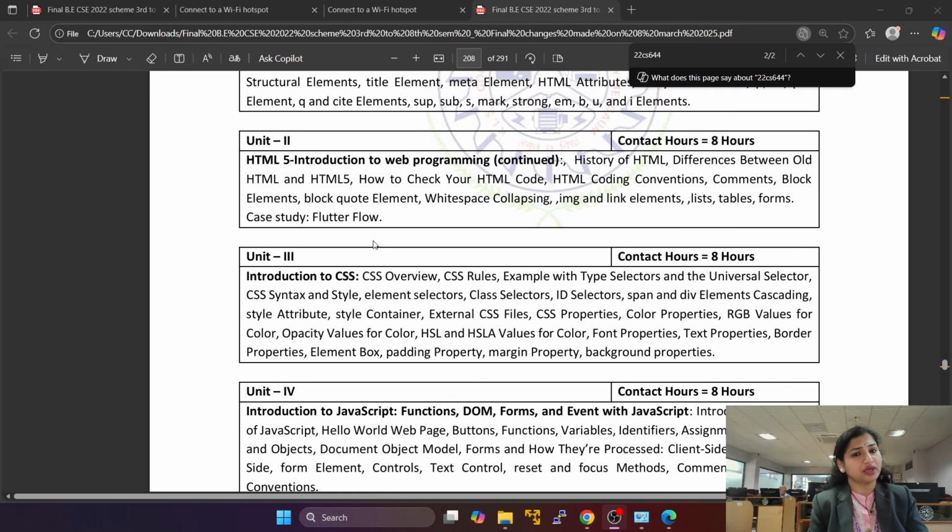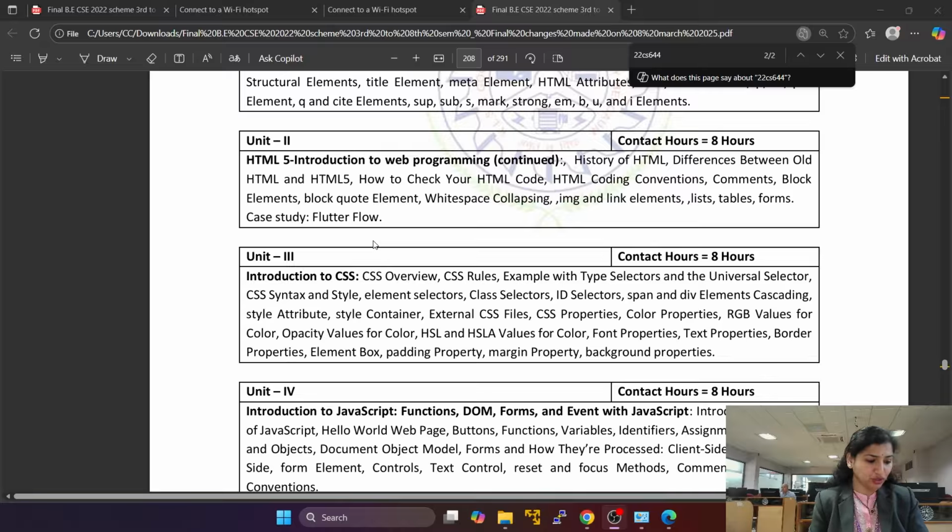Unit 2 is a continuation of Unit 1. From the basic tags we will move towards a little more complex and advanced tags. If you want to include tables, images, links, lists, these will all be done in Unit 2.